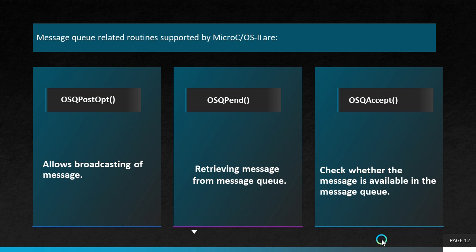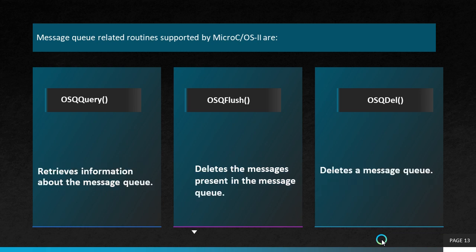Then in the message queue, the next one is OSQPend. It is used for retrieving messages from a message queue, and it is somewhat similar to the OSMboxPend we had seen in the mailbox. Then the next is OSQAccept. It is somewhat similar to OSQPend, the previous one, and it allows a task to check whether a message is available in the message queue or not. For that we are using the function OSQAccept.